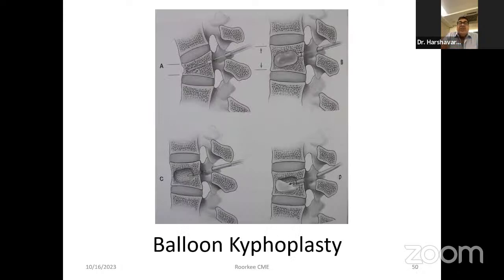So you can see the 4 steps of the balloon kyphoplasty. Push in the needle, then subsequently put in a balloon through the needle, blow it up, restore the height of the vertebra. You have an empty space. Into that empty space, very slowly, you put cement. Next slide, please.